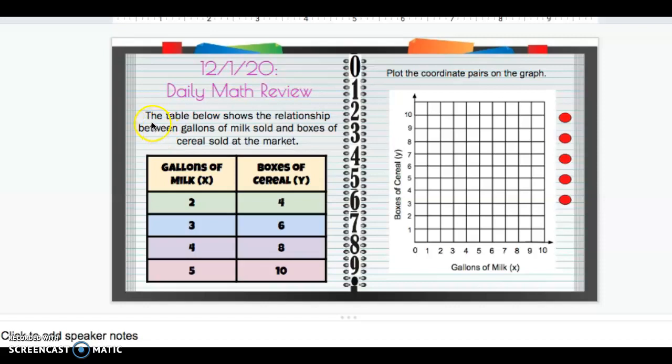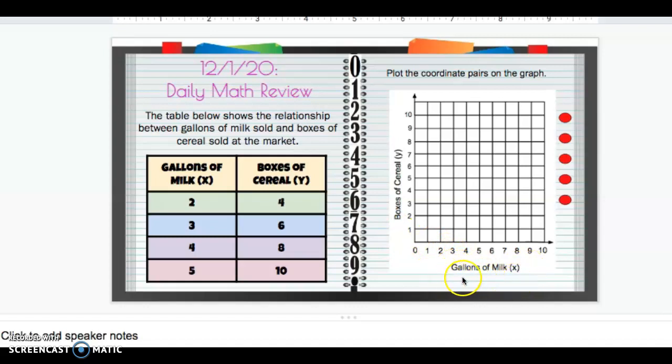All right, so for DMR today, it says that the table below shows the relationship between gallons of milk sold and boxes of cereal sold at the market. So your gallons of milk is your X, and your boxes of cereal is your Y. And that shows in this graph.